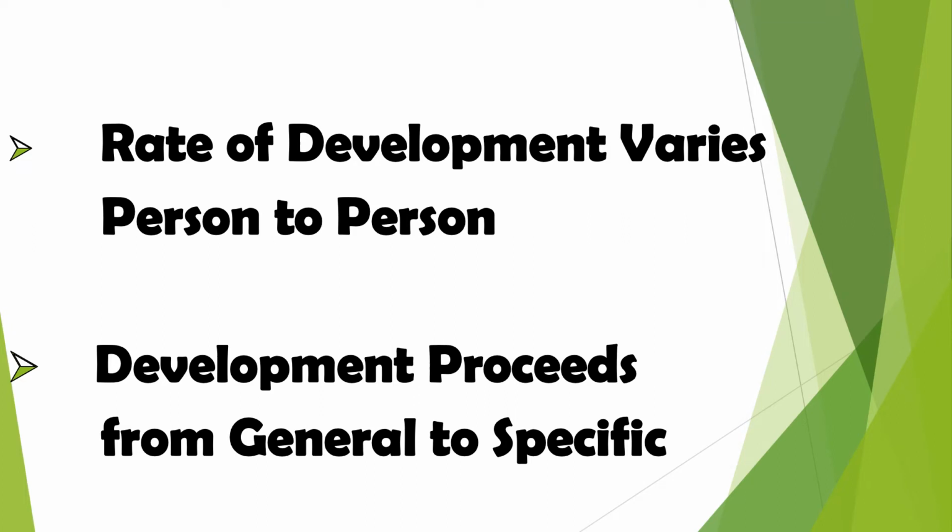Another principle of human growth and development: rate of development varies from person to person. There are individual rates of growth and development. Each child is different and the rate at which individual children grow is different. Although the pattern and sequences for growth and development are usually the same for all children, the rates at which individual children reach developmental stages will be different.